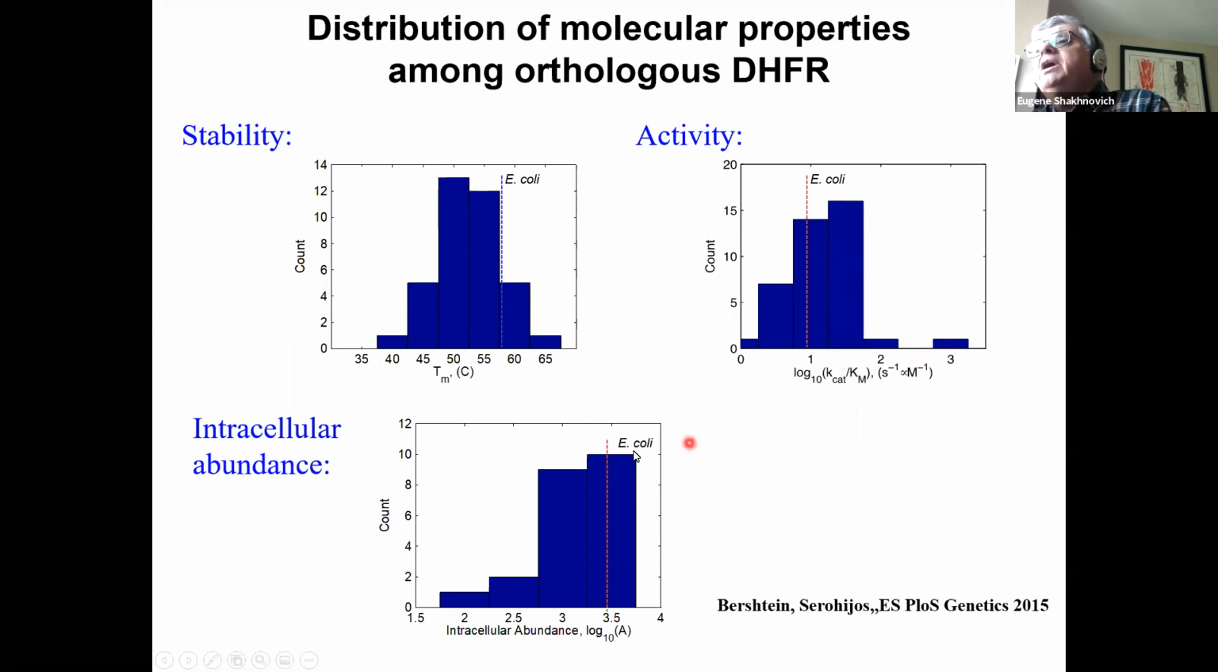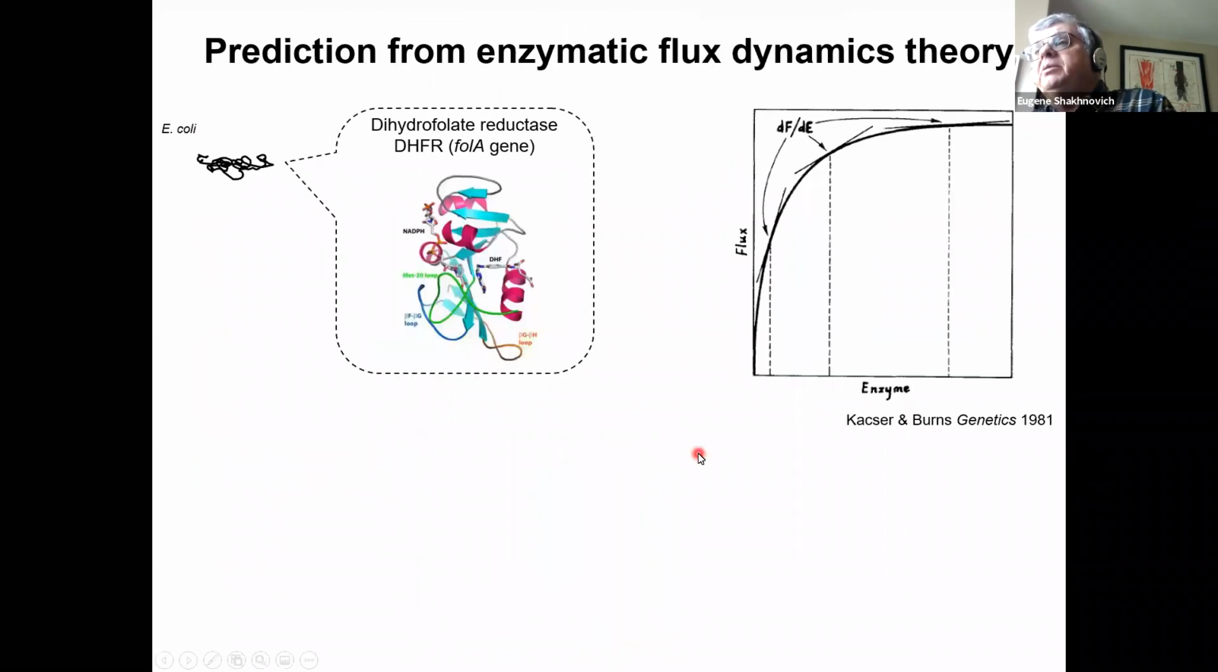And also a very important part of this equation is intracellular abundance, how many molecules exist in E. coli cells, which we had to measure. And again, some of them have a very low abundance, this is a logarithmic scale. Some of them have abundance similar to E. coli, and some of them much greater than E. coli abundance.